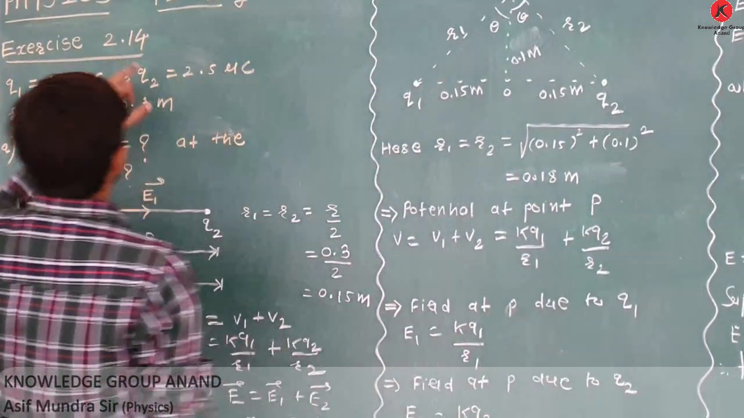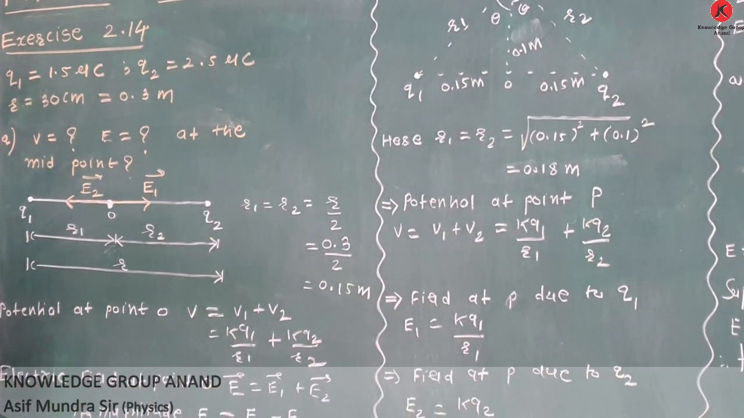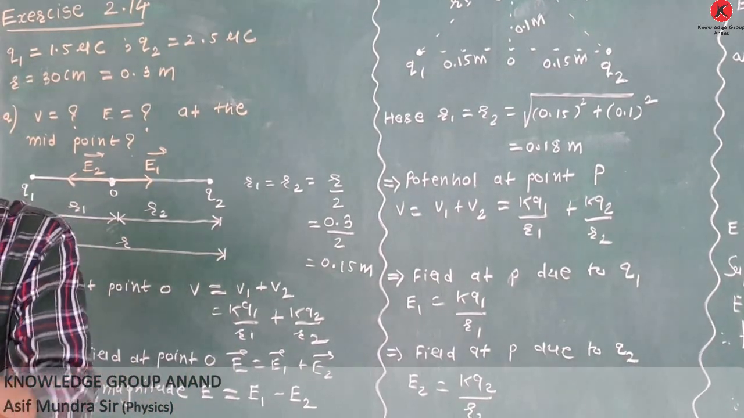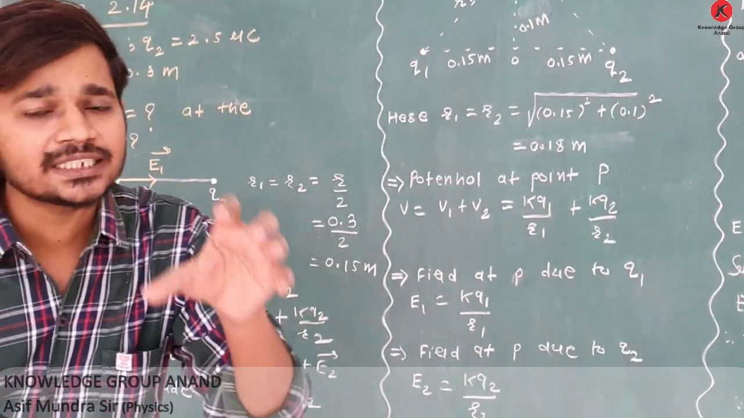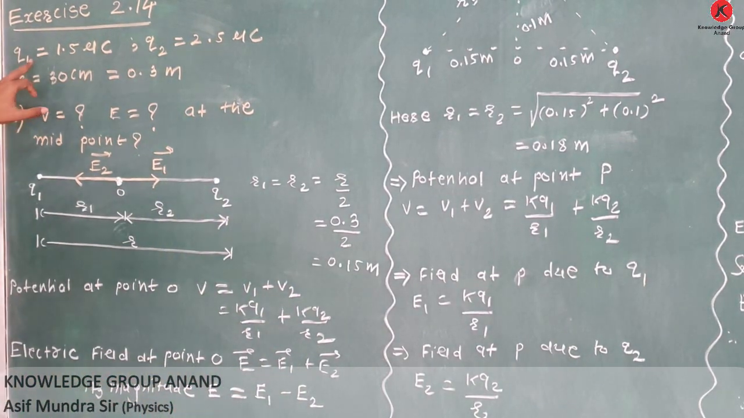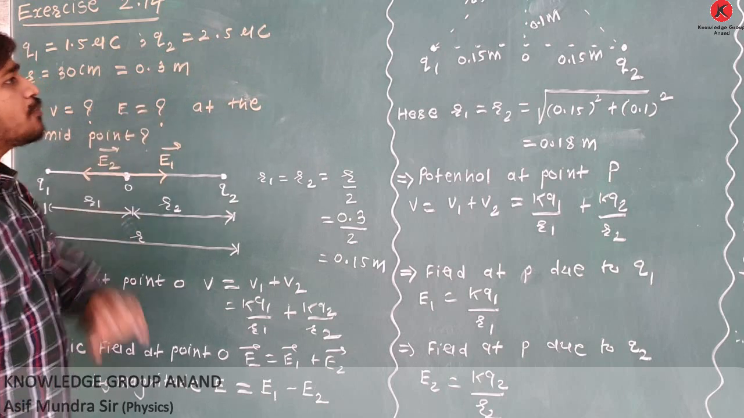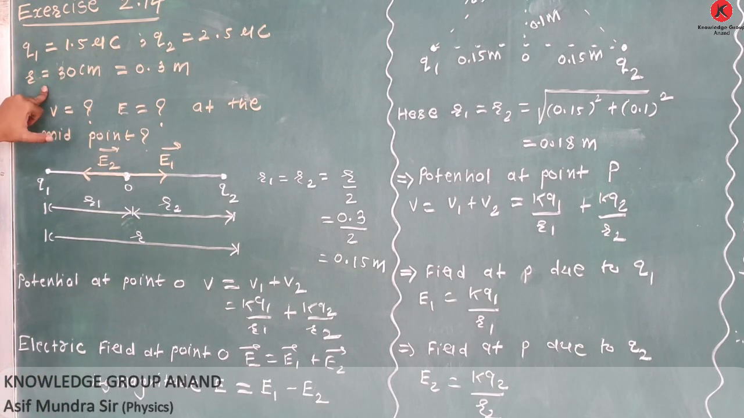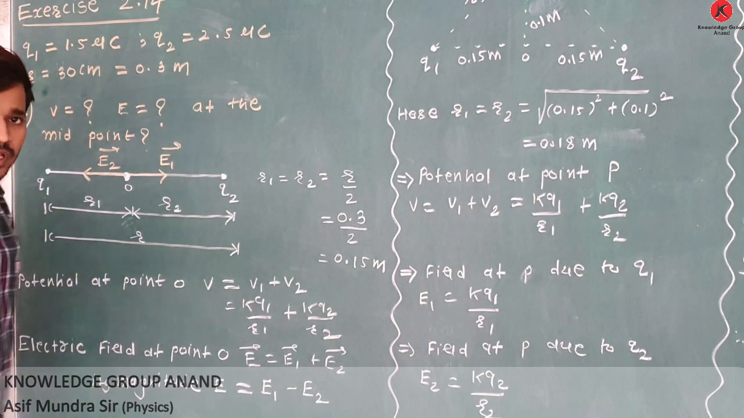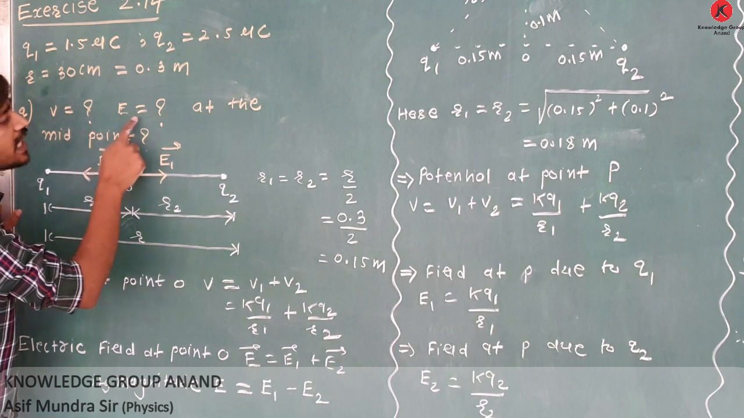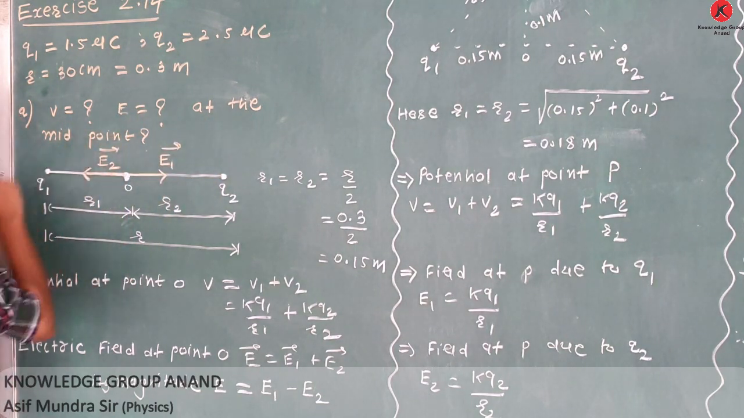Exercise 2.14. You are given two tiny small spheres. Tiny small spheres means you can consider them as point charges. Q1 is 1.5 microcoulomb, Q2 is 2.5 microcoulomb, separated by a 30 centimeter distance, meaning the distance between them is 30 centimeter, 0.3 meter. You have two questions. First, find the electric potential and electric field at the midpoint.